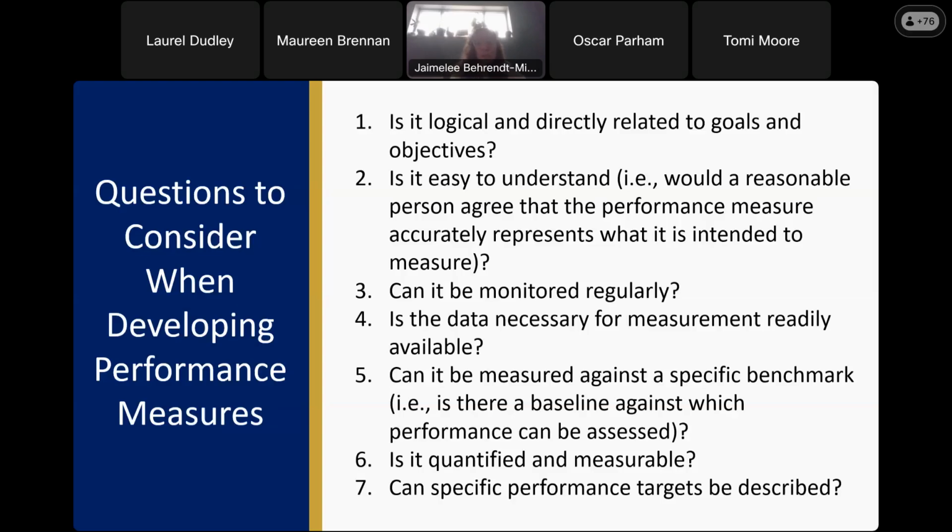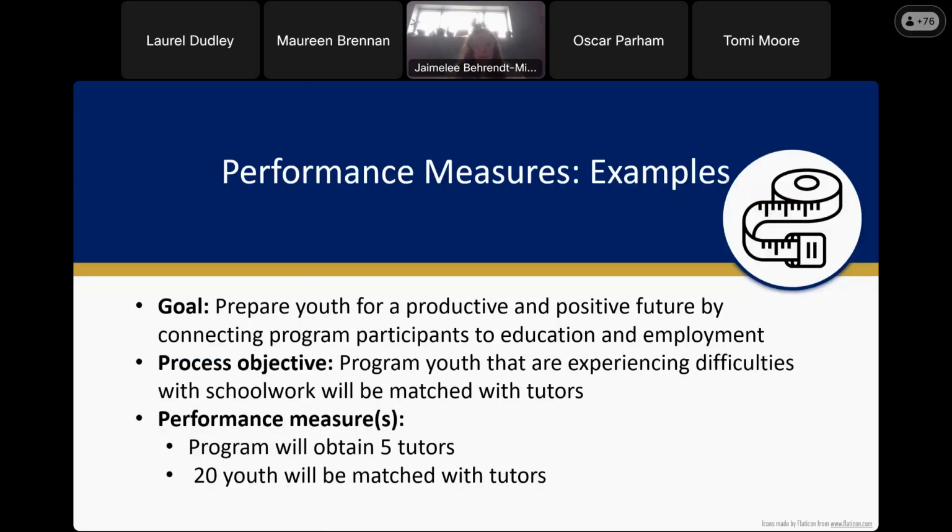Then thinking about, making sure that it is quantified and that it is measurable. So making sure that you can get some kind of number to be able to report. Again, whether that's just the raw number, a specific amount, a percentage, a reading rate, grade level math, those kinds of things, just making sure that there is some way to measure it and that you can quantify it. And then thinking about whether or not you can describe your specific performance targets. And so let's look at an example of these performance measures.